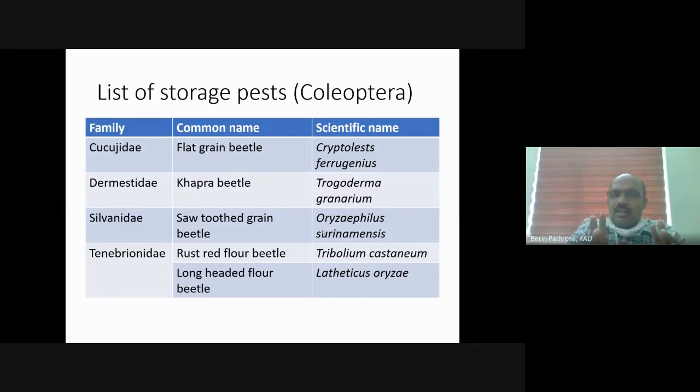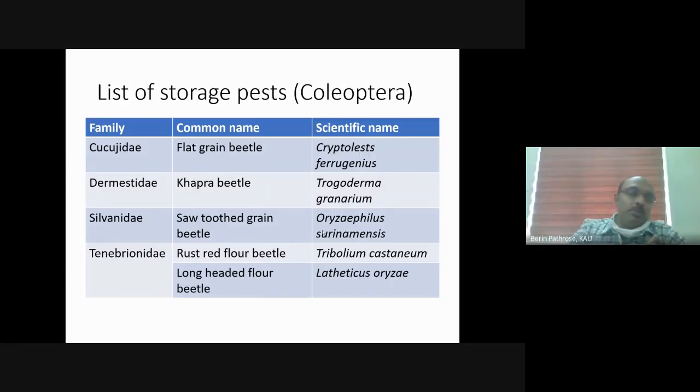I have grouped the insects into coleopterans and lepidopterans. First, we will discuss coleopterans. I have not given the list as per importance. I have just given a classification based on coleopterans and lepidopterans.